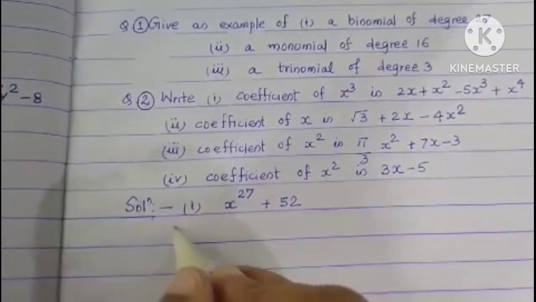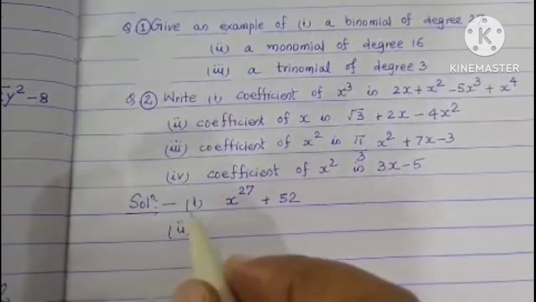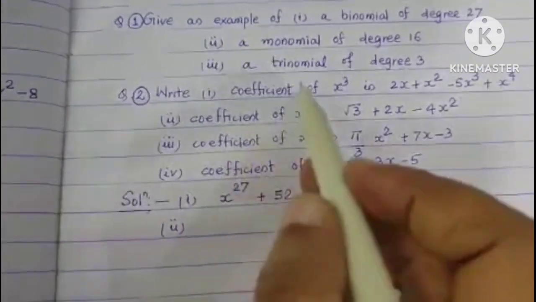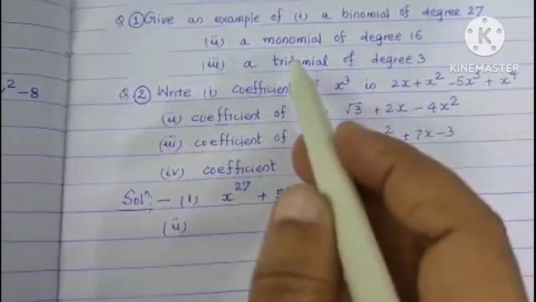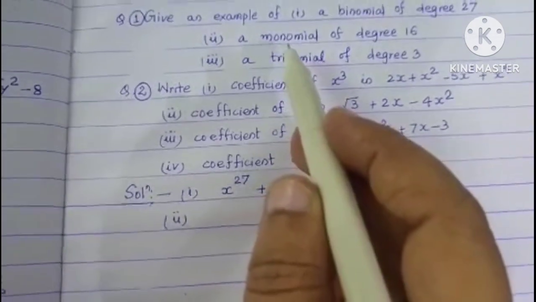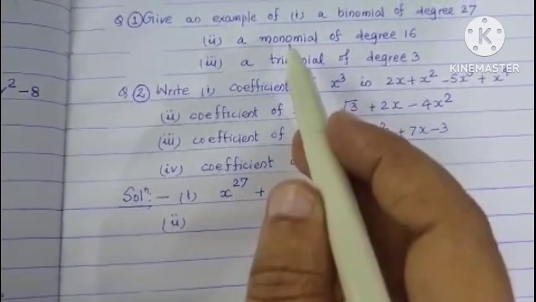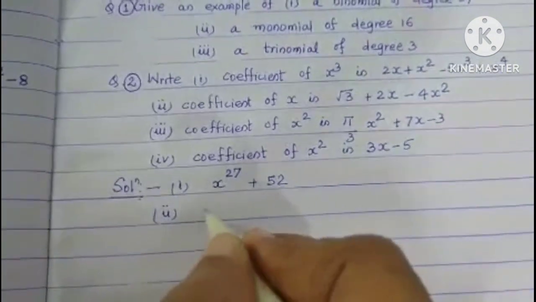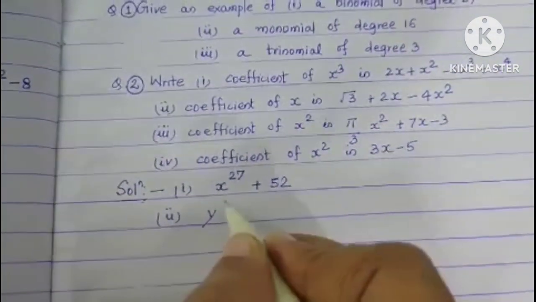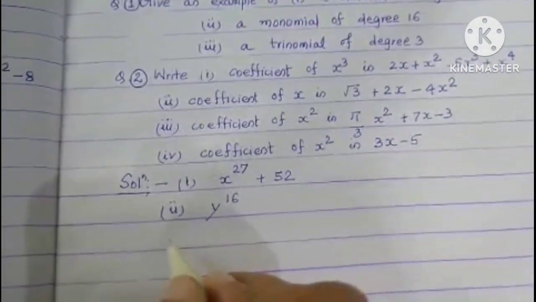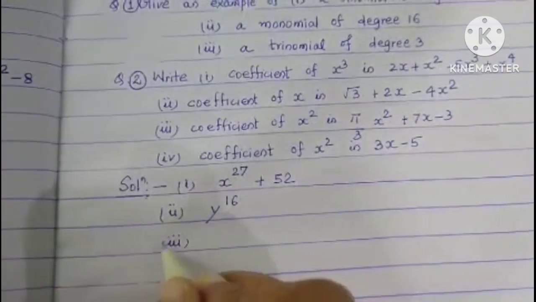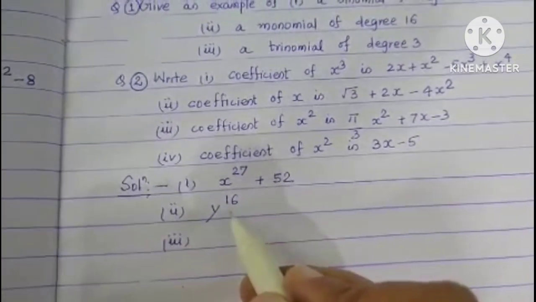Okay. Second one is a monomial of degree 16. So we have to write a monomial, means only one term will be there, and having degree 16. So let us write it in variable y to the power 16. Okay, done. This is a monomial having degree 16.